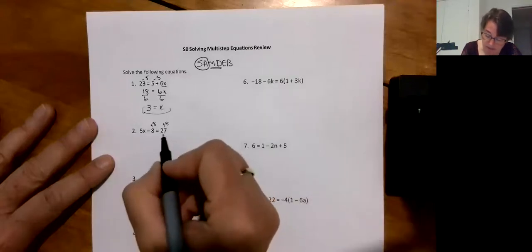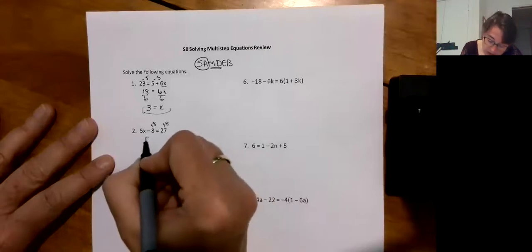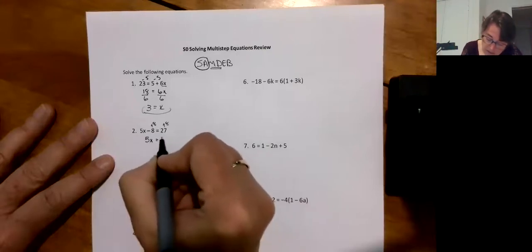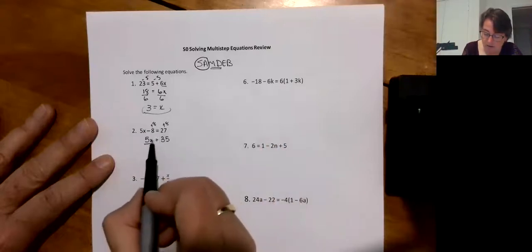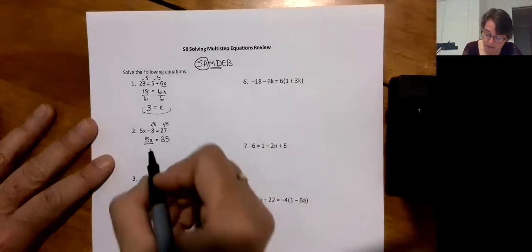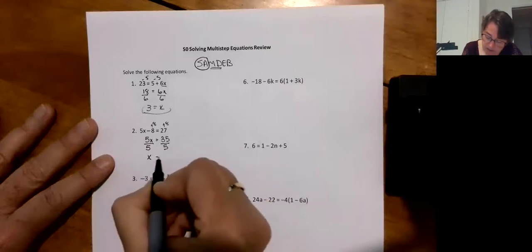All right, so anyway, 27 plus 8, that should be 35. So 5x is equal to 35. Now all my variables are here, all my numbers are there, so we're going to divide by 5. x is equal to 7.